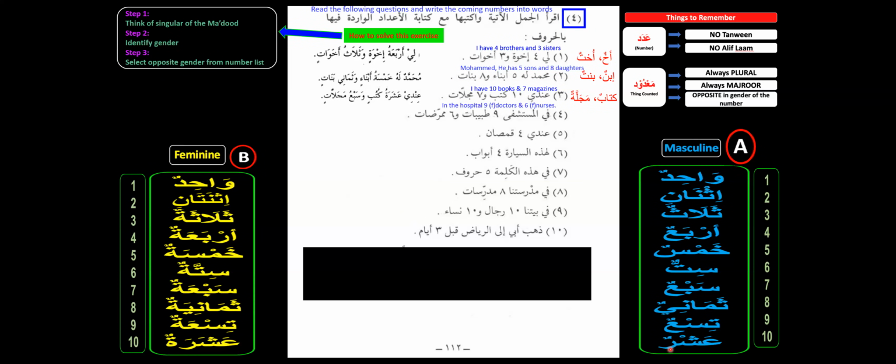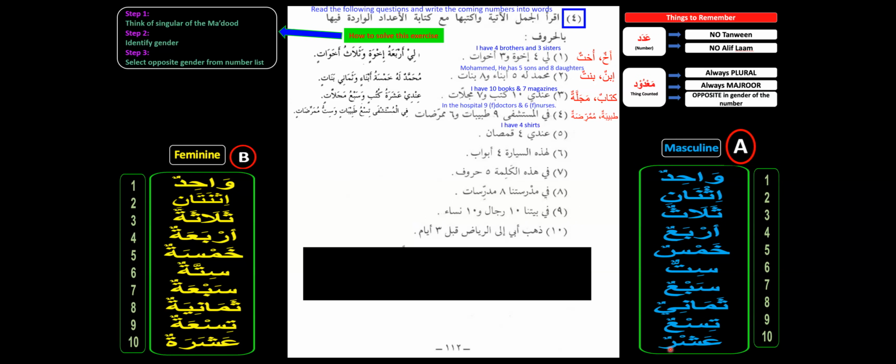In the hospital, there are 9 doctors and 9 female doctors and 6 female nurses. Tabibatun and mumarridatun are your singulars. What are you going to do? Very simple. You will pick both numbers masculine. So tis'a and tis'u and sittu.